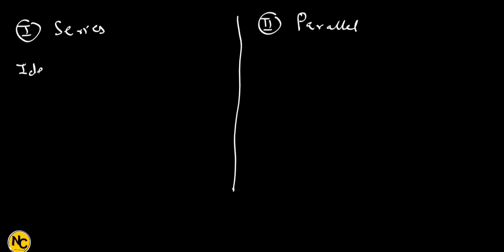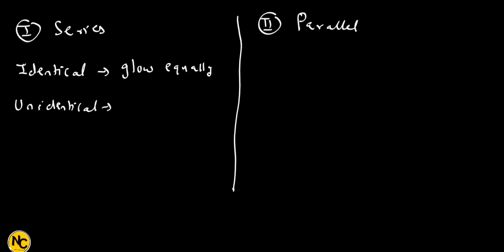So at the end we can say the first part is series, and the second part is parallel. Identical bulbs glow equally, and for unidentical bulbs, brightness is directly proportional to resistance.